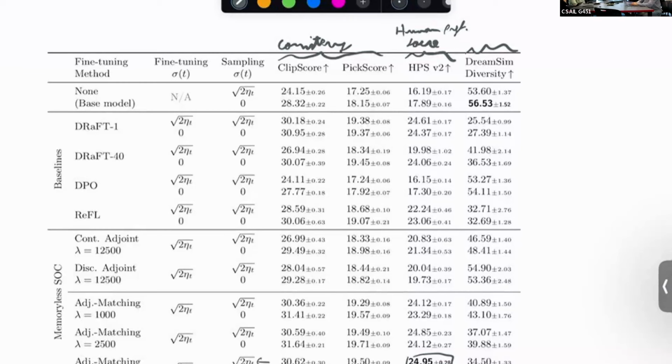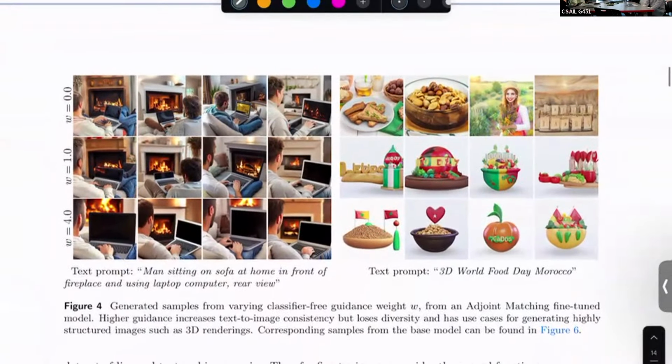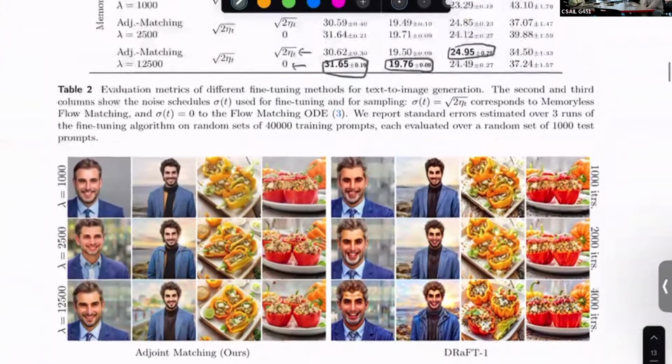Yes. By the way, this kind of analysis was pioneered by another paper from Meta by Pietro and Michal, who is also a co-author here. Pietro Astolfi. Good. Then adjoint matching.